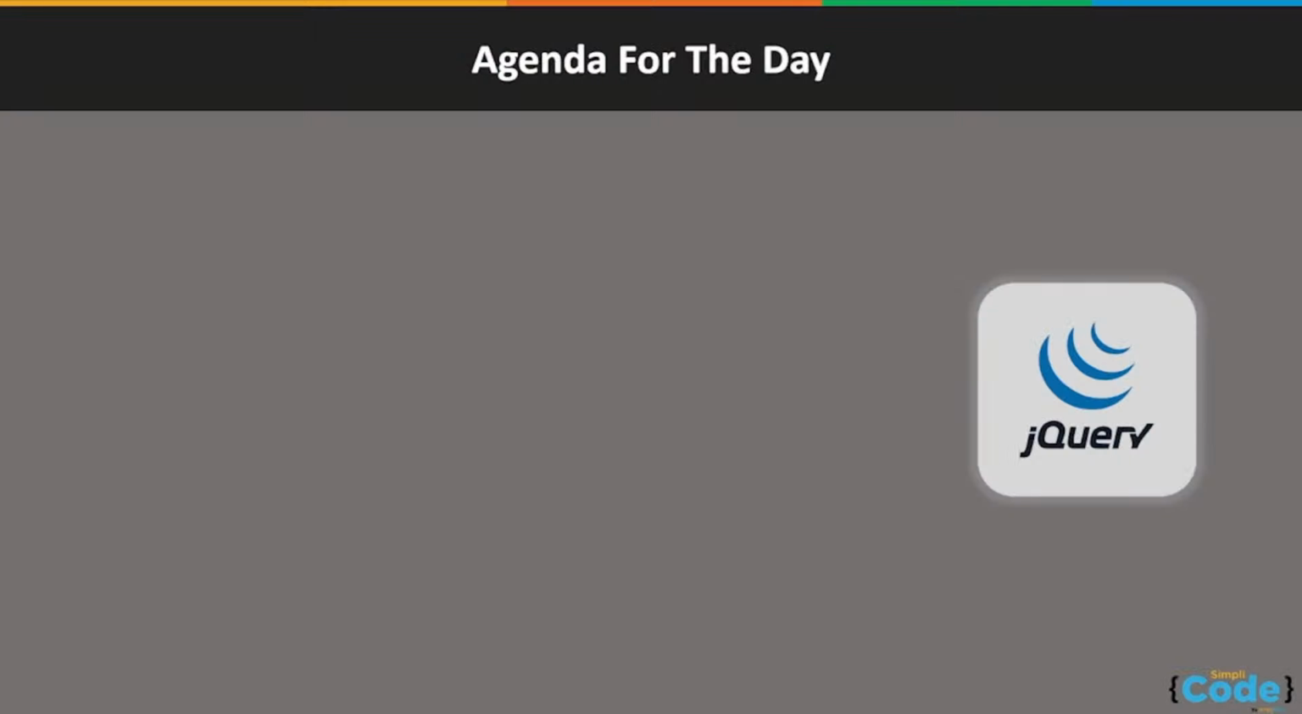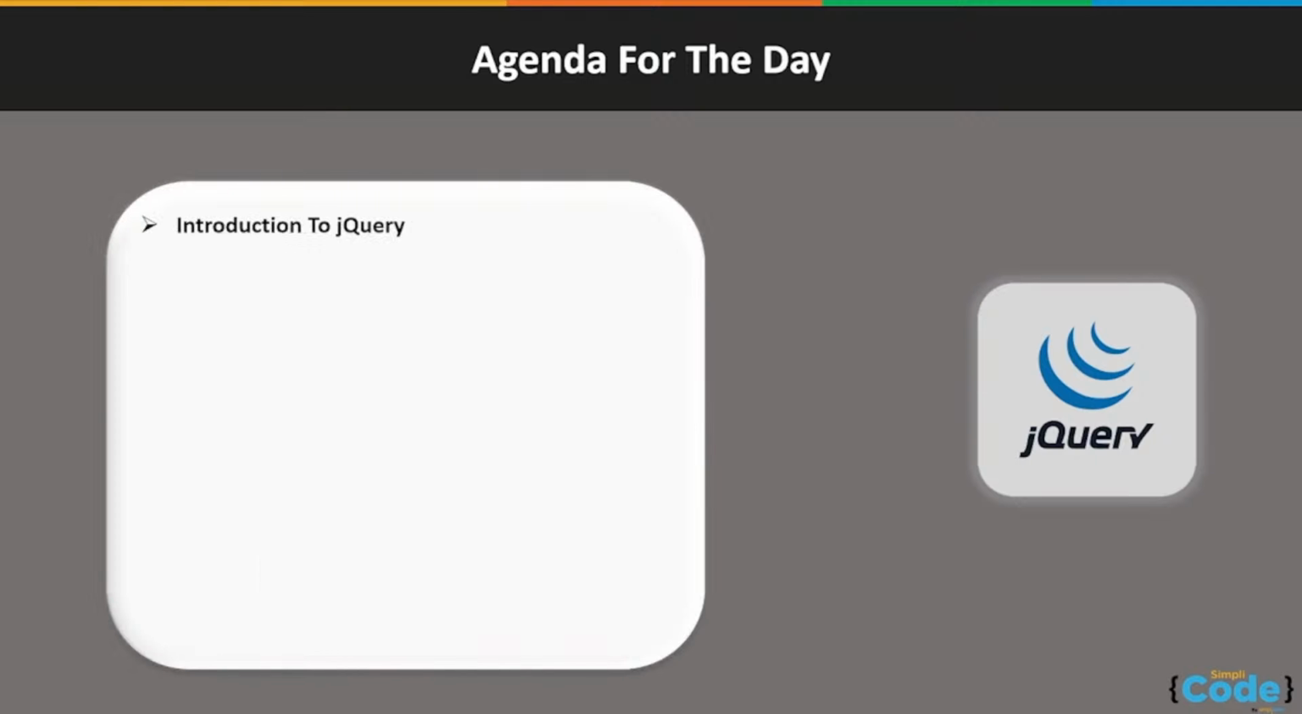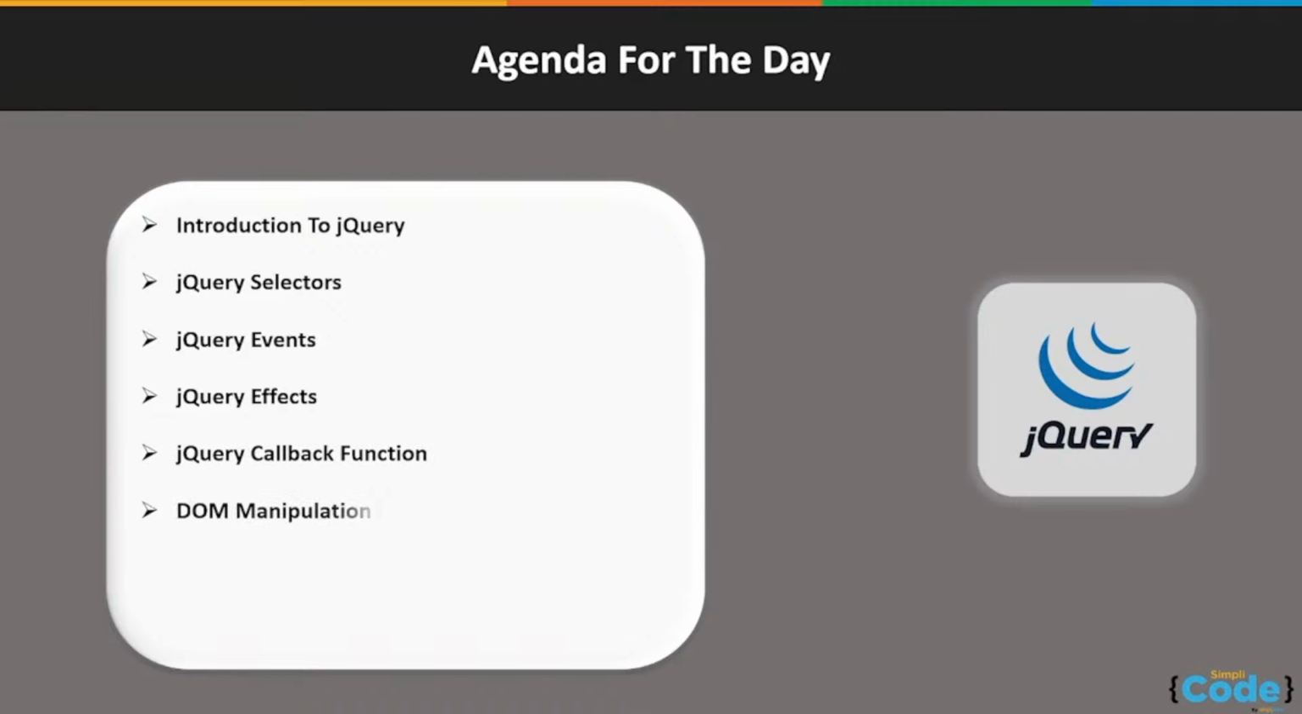Let's go through the agenda for today's video. We'll start this video with an introduction to jQuery, wherein we'll see what jQuery is and how it helps the developers. We'll then move on and cover topics like jQuery selectors, jQuery events and jQuery effects, callback functions in jQuery, and how jQuery is used to manipulate the document object model. Following that, we'll also go through a brief introduction to jQuery UI, and we'll finish this video by creating a mini project wherein we'll create a calculator app using jQuery.